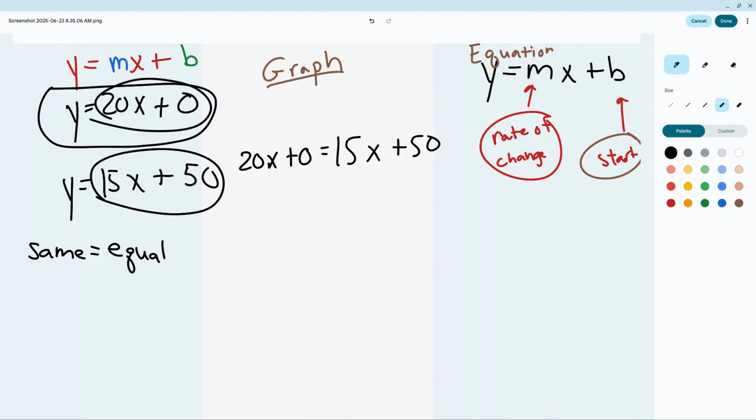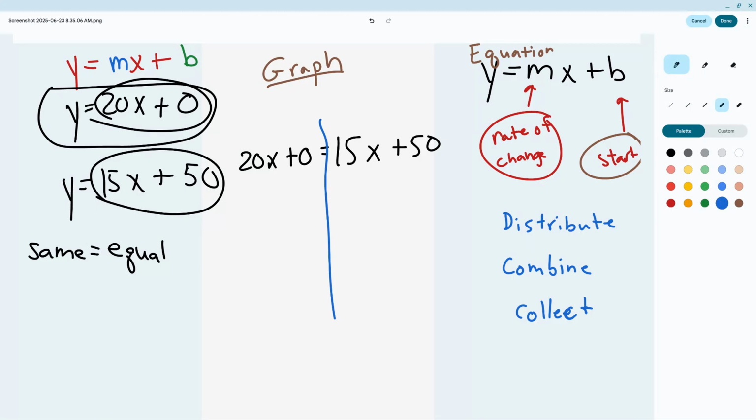Now, we were learning how to distribute, combine, and collect, right? Before we went to solve. Now, is there anything to distribute? Are there any parentheses? No. Is there anything that I can collect? No. Now, why not? Because these variables are on opposite sides. Is there anything I can collect?